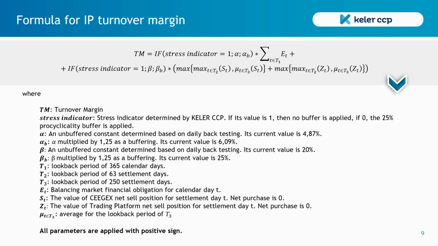And the other part of this formula is also to check if there is a stress. If there is a stress, we unbuffer the parameter, but if there is no stress, we buffer it up, and we check the maximum and the average exposures, net sell position exposures for the CEEGEX market and from the trading platform as well.